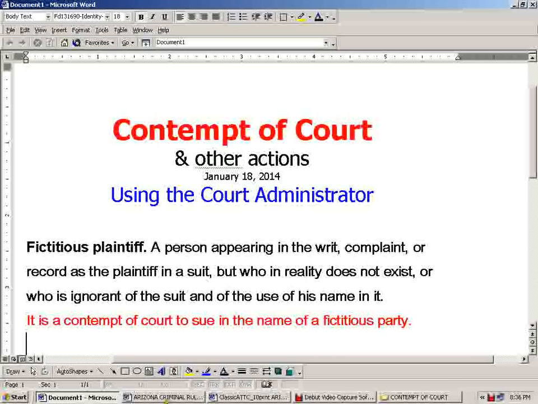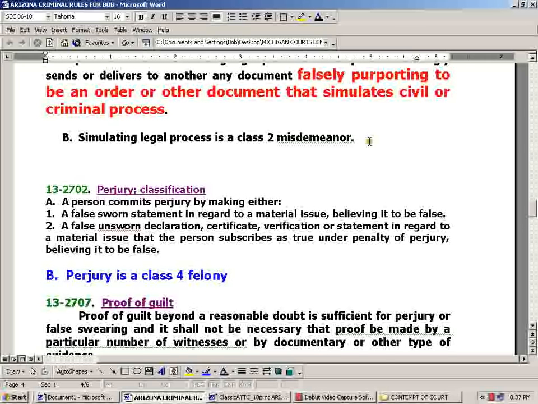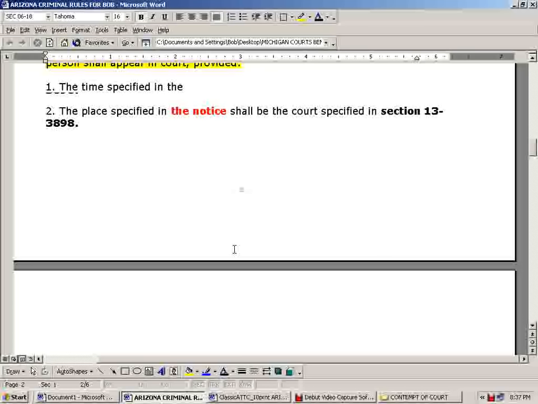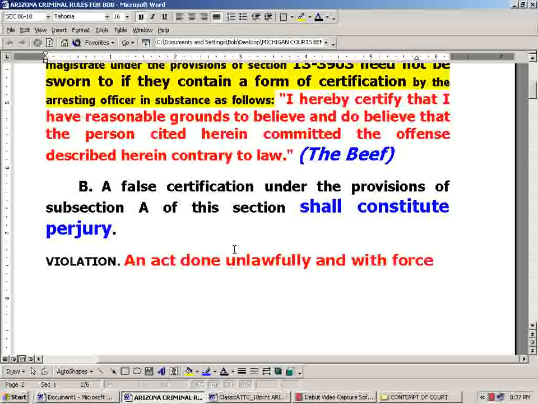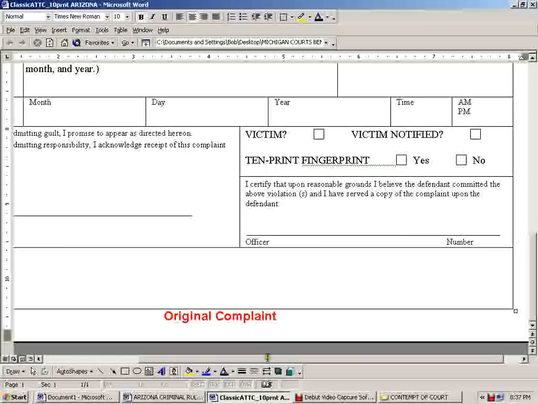And guess what that is? That's called a simulated legal process. Falsely purporting to be an order or other document that simulates civil or criminal process. That'd be perjury. It's a class 2 misdemeanor. Right? It's perjury to have a false certification. That was way up here, remember? Perjury. False certification on the provision of subsection A of this section shall constitute perjury. There's a false certification right there. If they want to call that a complaint and they're using that, it's a false certification.